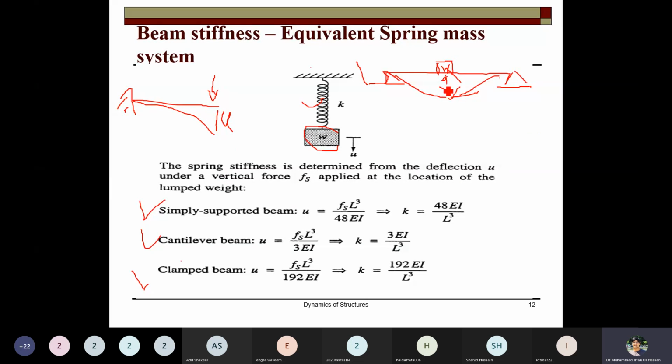The load is acting at the center of the simply supported beam. What is the U value here? The load is acting at the center of the fixed ended beam. What is the U value? So these things are already known.